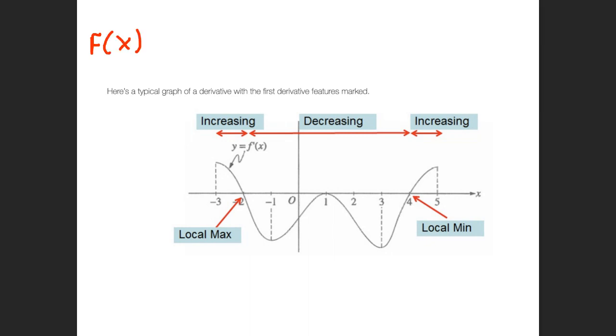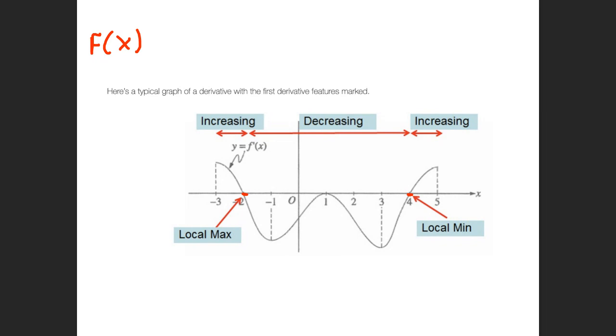If you look at the derivative graph, you can tell on the original graph between -3 and -2, it's increasing because the function is above the x-axis. Between -2 and 4, the f graph is decreasing because it's below the x-axis. Between 4 and 5, it's increasing because it's above the x-axis.